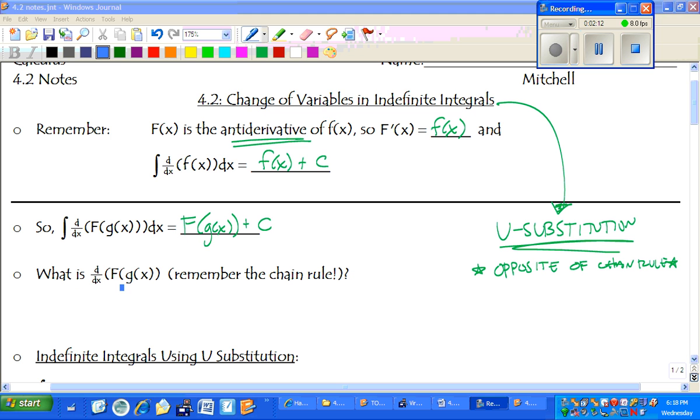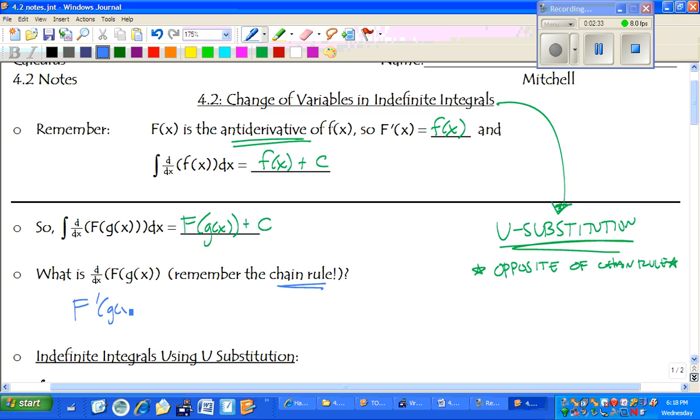Now, let's go back to chain rule. What is the derivative of capital F of g of x? That is something we would have to use chain rule for because we have an inside function and an outside function. So if we take the derivative of that, remember it's the derivative of the outside, capital F prime of g of x, with the inside staying the same, times the derivative of the inside. All right, that's just our basic chain rule.